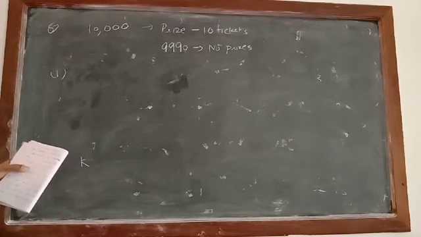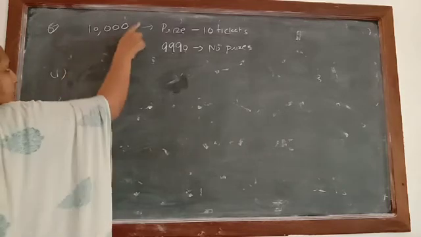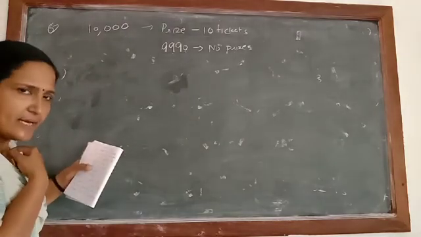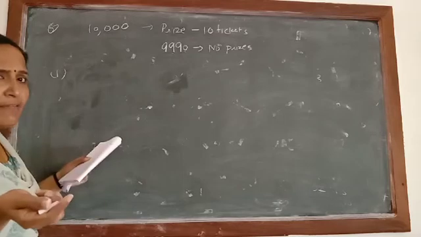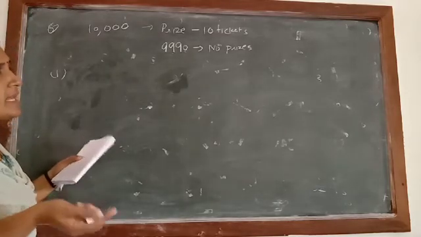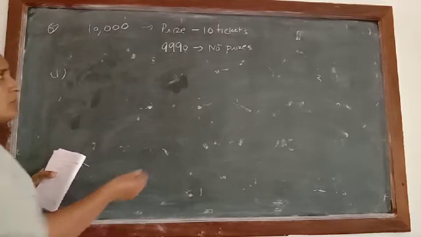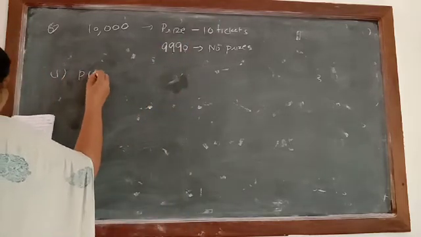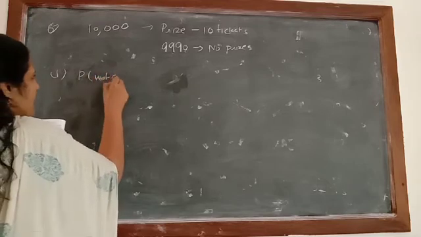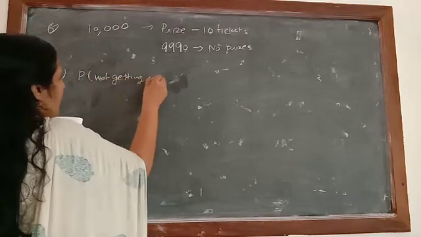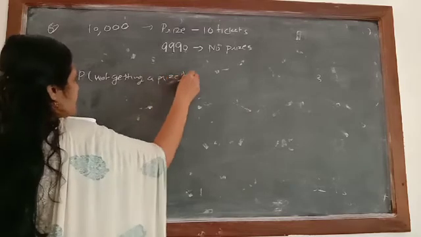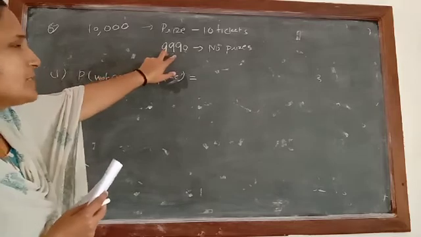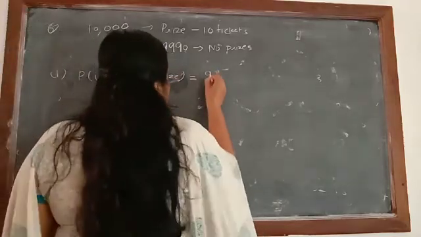So the total number of ways of buying the ticket is 10,000 C1. When it is written that I am purchasing one ticket and in that ticket I don't have any prize, how can I select the ticket? Obviously my ticket will be from these tickets. So the probability of not getting a prize means the one ticket which I have selected is from this group. So we will write it in this way.